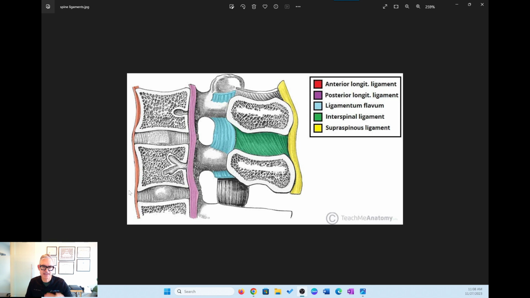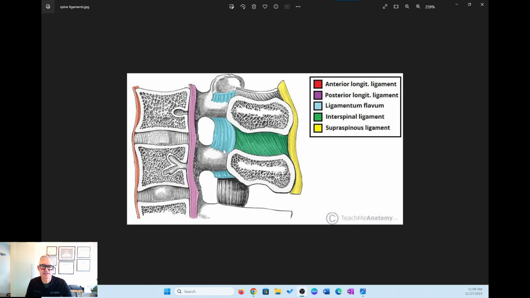This is a side cross section of the spine. There's a front ligament called the anterior longitudinal ligament. We call it the ALL for short. And then there's the posterior longitudinal ligament, PLL. And then there's the discs in between the bones. And then there's ligaments, ligamentum flavum, behind the vertebrae, close to where the nerves exit, these foramen right here.